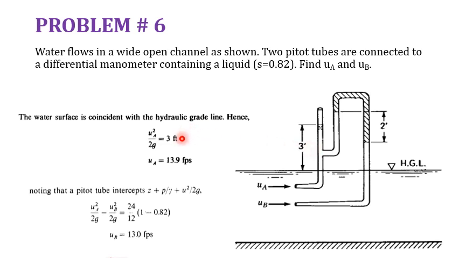So this UA square over 2G is equal to 3 feet. You can take 2G to the right hand side, and you can take the square root to get this velocity UA in feet per second. As we are using FPS system of units, you must remember that the G value here will be 32.2 feet per second square.